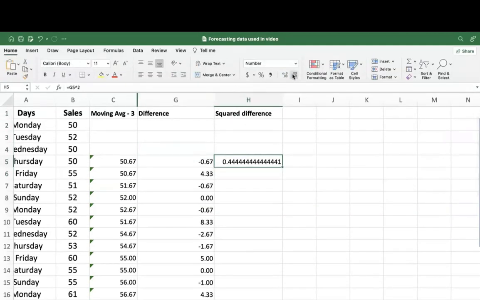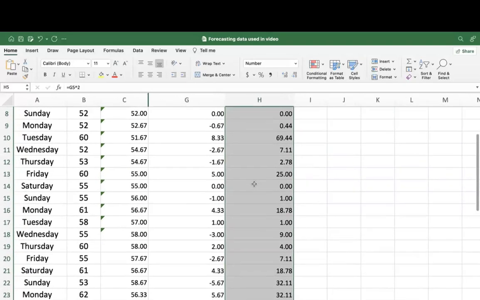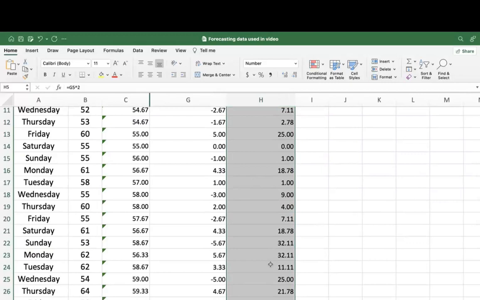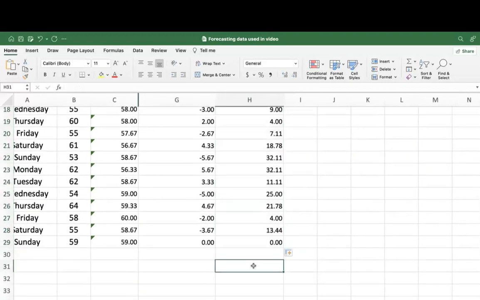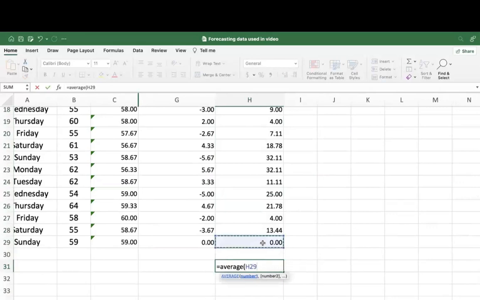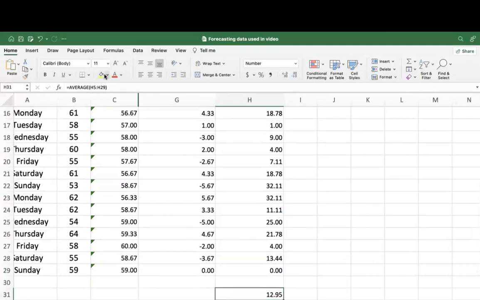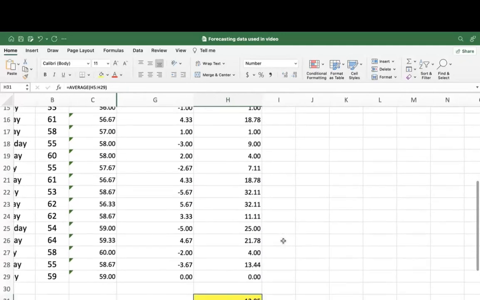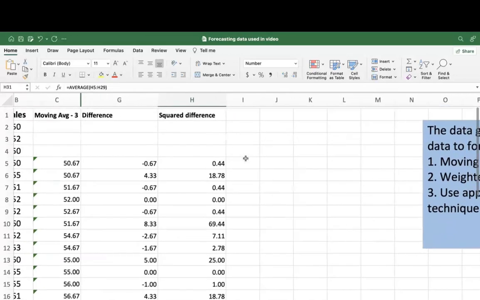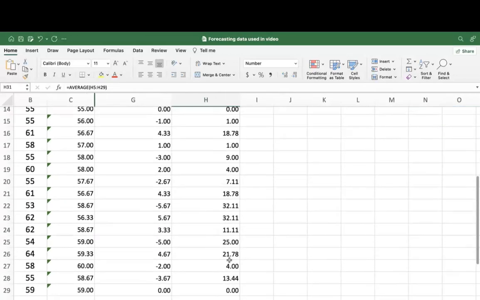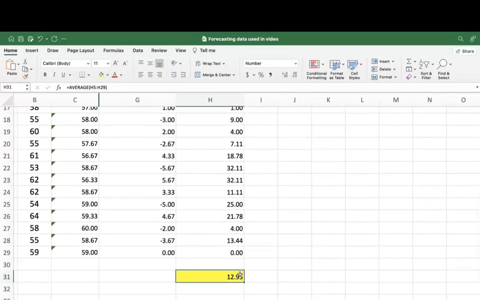Let me reduce its decimal. So we have this 0.44, and if I drag it down, you get this one. Again, you can see here, there are no negatives. Then we can take its average here, the mean, which is this one, command shift up arrow key, and it's 12.95. Which means when we are using MSE, mean squared error, our answer is 12.95.